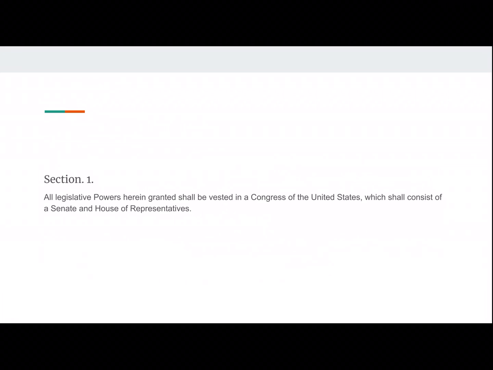So let's take a look. Section 1 of Article 1. All legislative powers herein granted shall be vested in a Congress of the United States, which shall consist of a Senate and a House of Representatives. There it is. Congress makes the rules, and we have to follow them. It's not the president. It's not the Supreme Court. It's Congress. And so that's why they're probably some of the more important people that we need to be paying attention to.